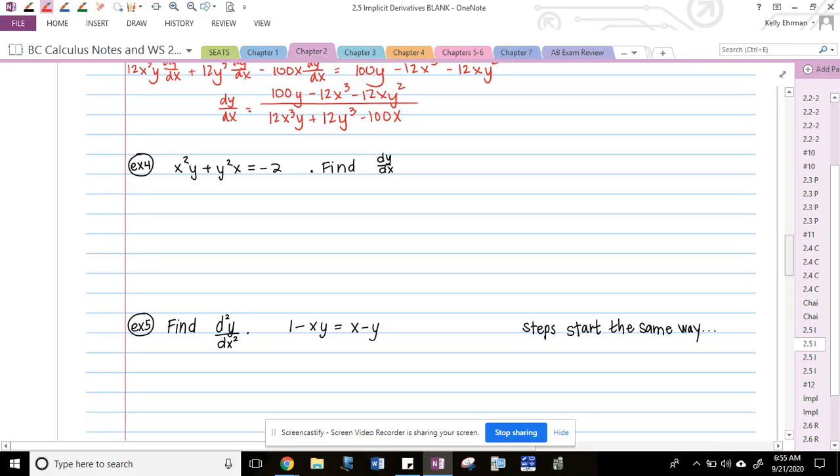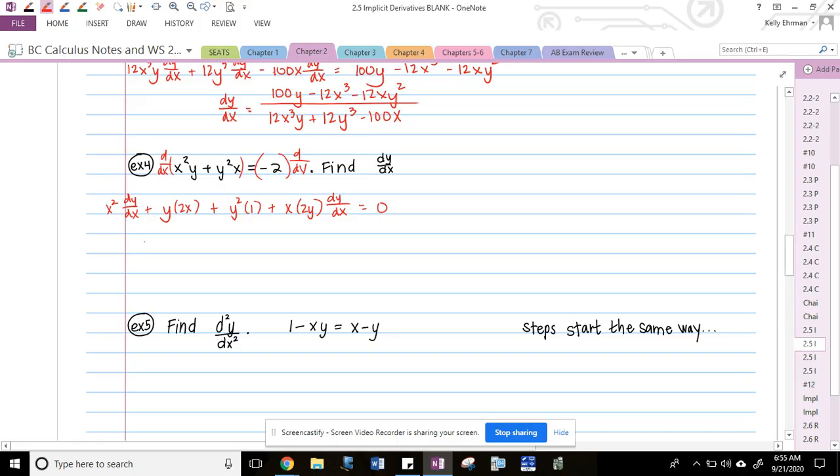Okay, this next example. We have 2 product rules going on. This term and this term both need product rule. So when you take the derivative with respect to x of both sides, we have first function x squared times derivative of the second plus second times derivative of the first, and then plus first function times derivative of the second, plus second function times derivative of the first. And then on the right side, derivative of a constant is 0.